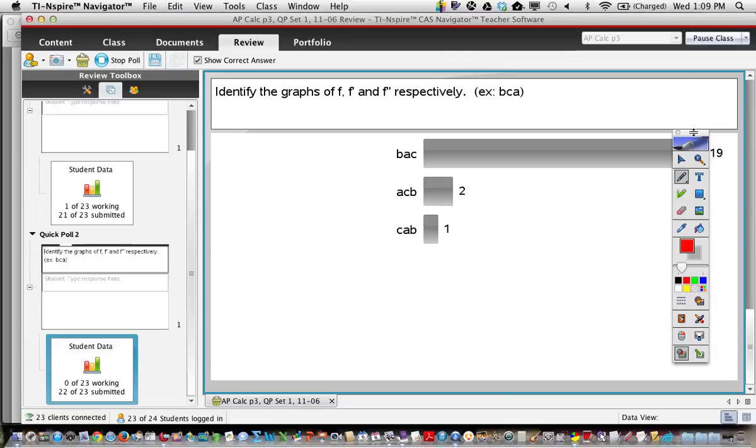But then you need to look at that a little closer. If that's true, then this would have to be F double prime, right?